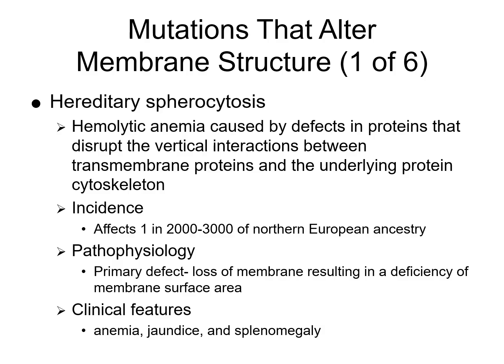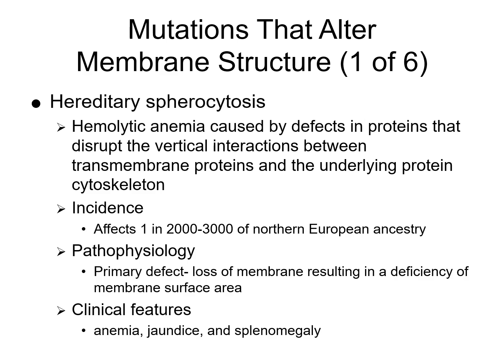For hereditary spherocytosis, by definition, it is a hemolytic anemia that's caused by defects in the proteins that disrupt the vertical interactions between red blood cell transmembrane proteins and the underlying cytoskeleton. This leads to membrane instability and loss of membrane surface area. The incidence: it occurs in approximately 1 in 2,000 to 3,000 individuals of Northern European ancestry.